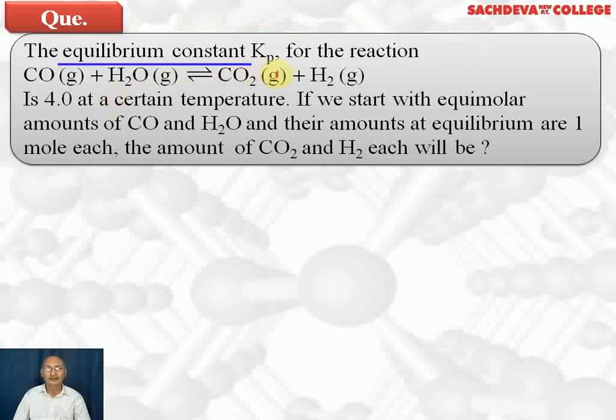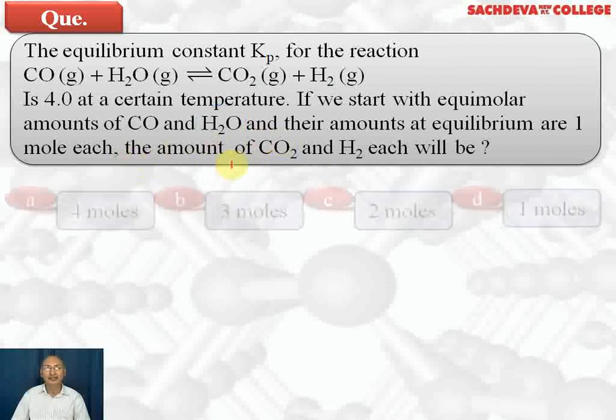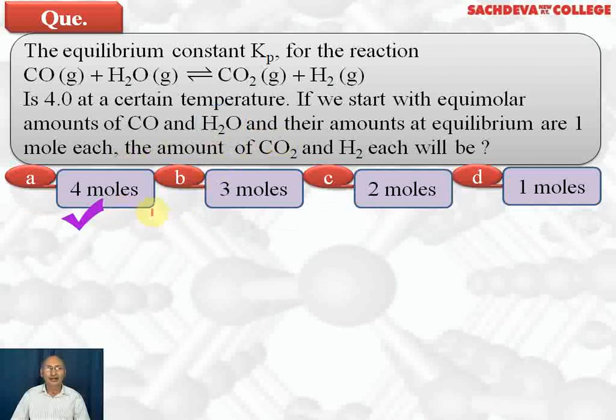Let's take up this question. The equilibrium constant Kp for the reaction carbon monoxide gas plus water gas gives you carbon dioxide gas plus hydrogen gas is 4 at a certain temperature. If we start with equimolar amounts of carbon monoxide and water, and their amounts at equilibrium are 1 mole each, what will be the amount of carbon dioxide and hydrogen each at equilibrium? Answer is A part 4 moles, B part 3 moles, C part 2 moles and D part 1 mole.